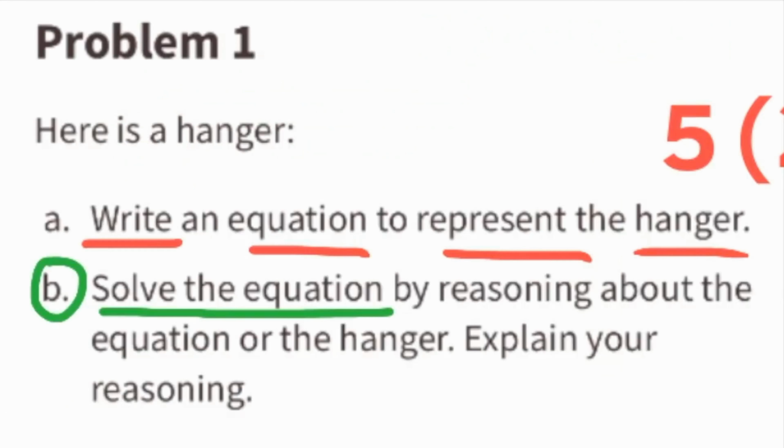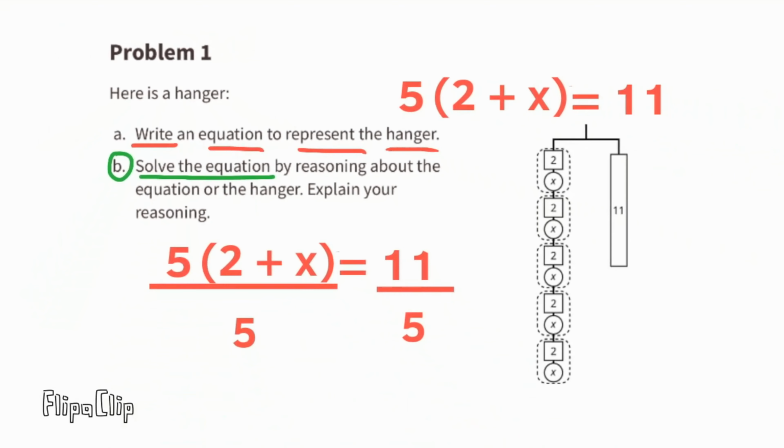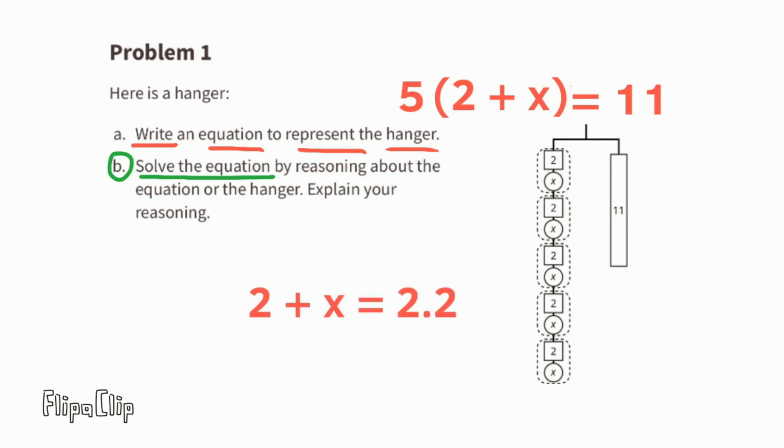B. Solve the equation by reasoning about the equation or the hanger. Explain your reasoning. The first step would be divide both sides of the equal sign by 5. On the left side, we're left with 2 plus x, and on the right side of the equal sign, we're left with 11 over 5, or 11 divided by 5. And 11 divided by 5 is 2.2, or 2 2/10. Next, to get the x all by itself, we need to subtract 2 from both sides of the equal sign. X plus 2 minus 2 equals x, and 2.2 minus 2 equals 2/10. So in this case, x equals 2/10.